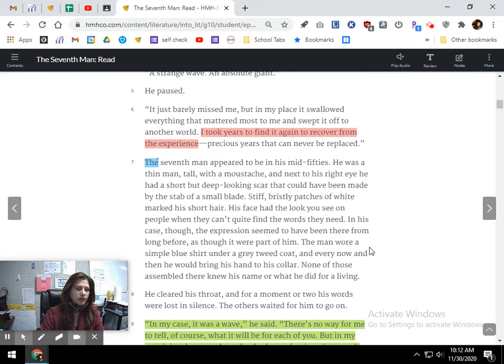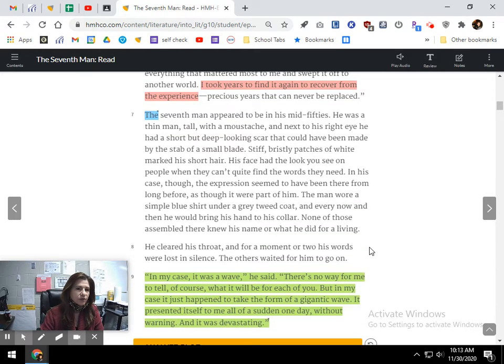He cleared his throat, and for a moment or two his words were lost in silence. The others waited for him to go on. In my case, it was a wave, he said. There's no way for me to tell, of course, what it will be for each of you. But in my case, it just happened to take the form of a gigantic wave. It presented itself to me all of a sudden one day without warning, and it was devastating.